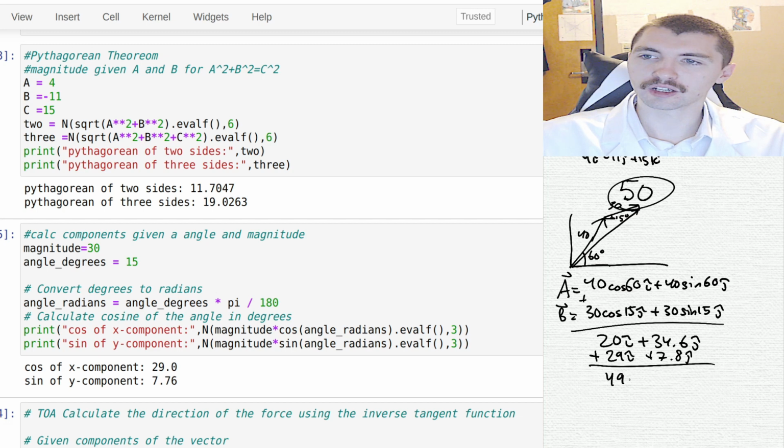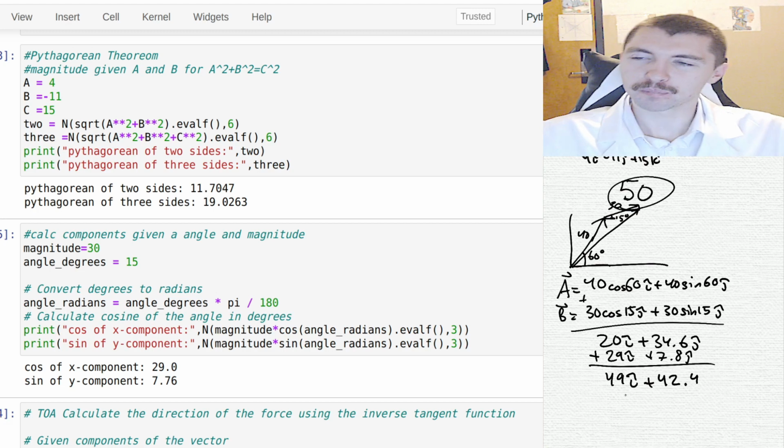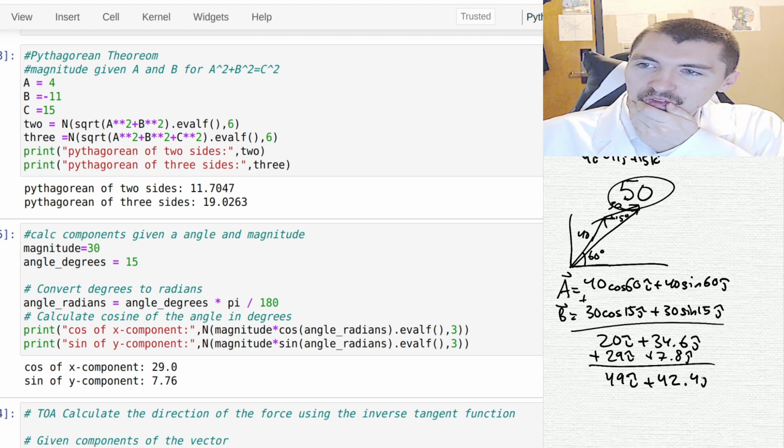So that's 49i plus. So we have 7 plus 4 plus 1. So that's 11, 12, 30 plus 12. It's 42. 6 plus 8 is 14. Okay. J.